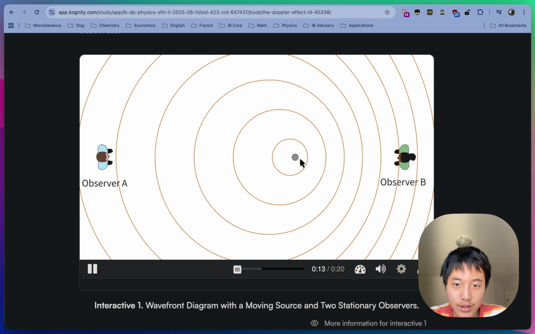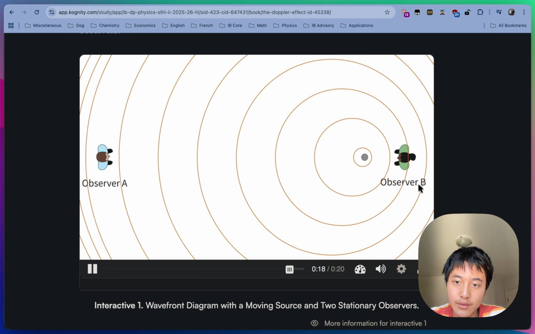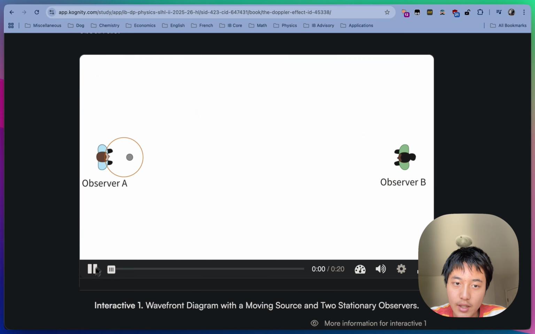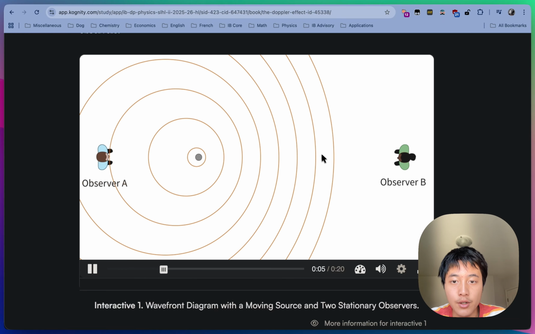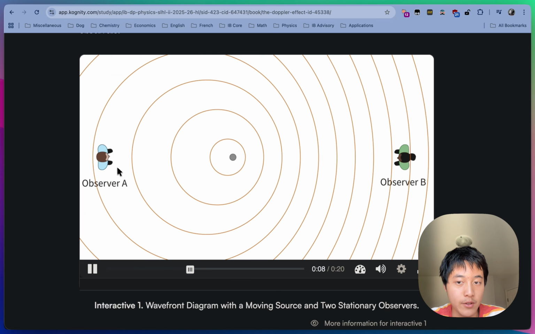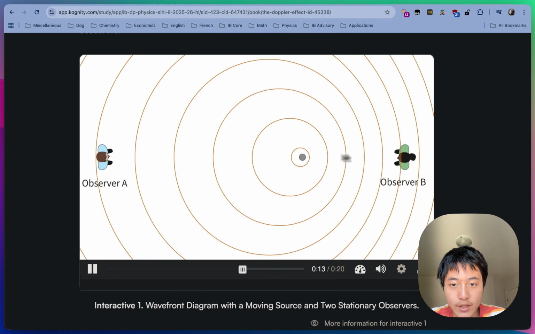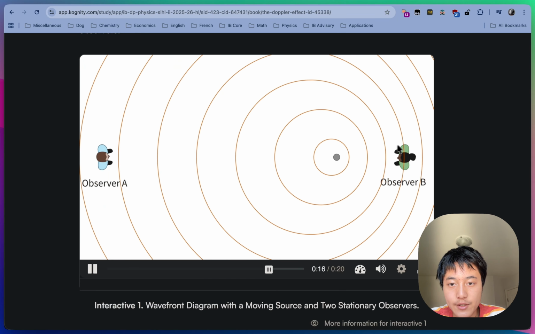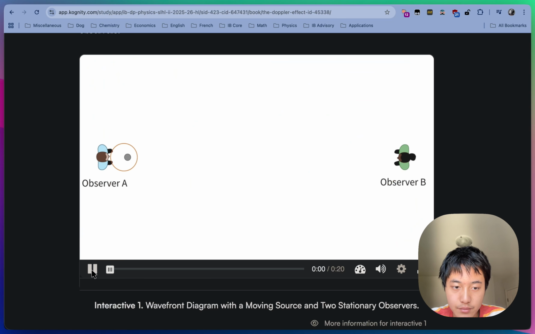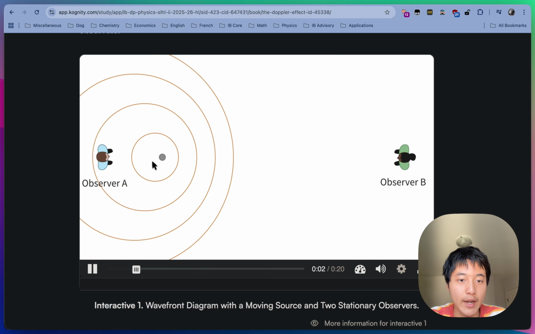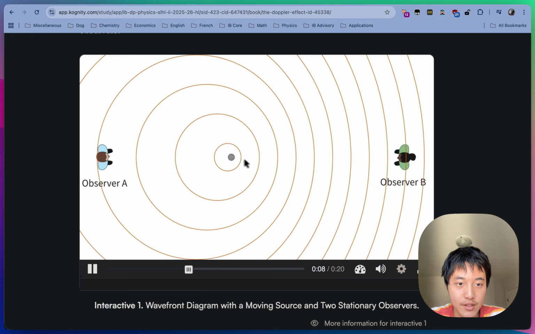The waves that observer B is experiencing, let's look at this again. The wave fronts are more compressed. They're more together compared to observer A. And it just intuitively makes sense because it's moving right. The wave speed is the same, but it's producing a wave more to the right as time passes by.